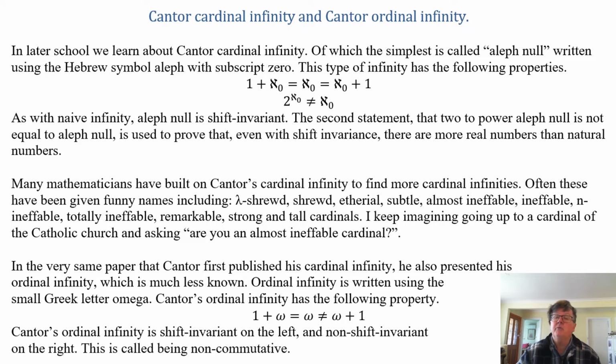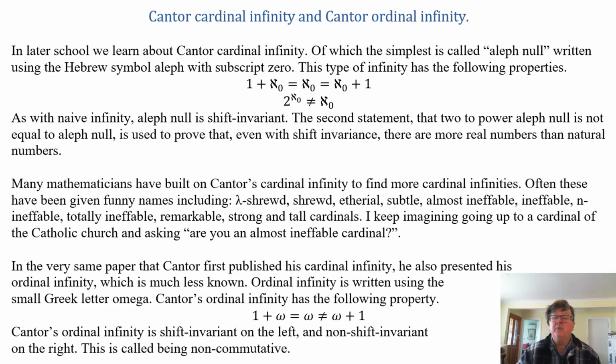Many mathematicians have built on Cantor's cardinal infinity to find more cardinal infinities. Often these have been given funny names, including lambda shrewd, shrewd infinity, ethereal infinity, subtle infinity, almost ineffable infinity, ineffable, totally ineffable, remarkable, strong and tall cardinals. I keep imagining going up to a cardinal of the Catholic Church and asking, "Are you an almost ineffable cardinal?"